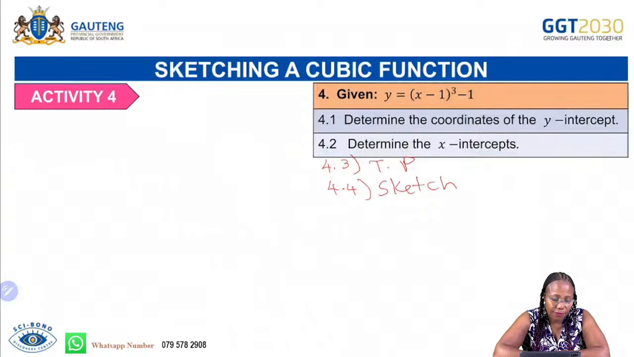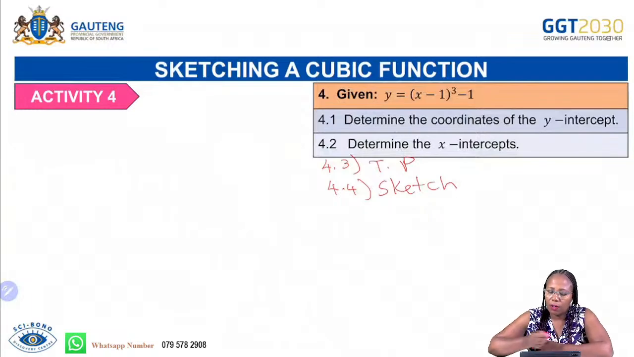Okay, grade 12, let's see how far you went with this one. Remember our WhatsApp number, 079-578-2908. That is where you can send your solutions, your clarity-seeking questions or any alternative method. Remember, we said there is the synthetic method and the long division method that you can use to find your x-intercept.